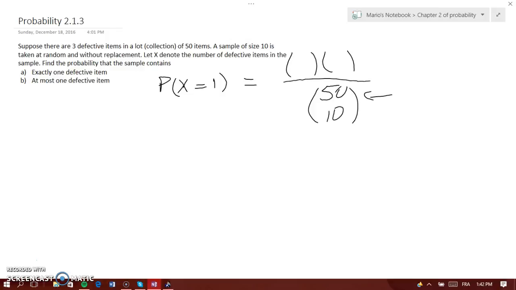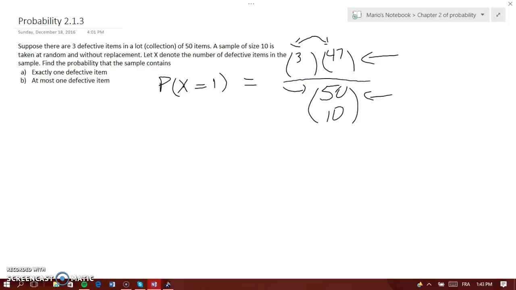Second, on top goes the smallest numbers. In the first one, we know that a size of 10 items was taken, but 3 of them are defective. So 3 on top are defective. And because we have 3 defective items in 50 items, there are 47 that are not defective. But now, you see the top plus the top needs to equal the bottom top.